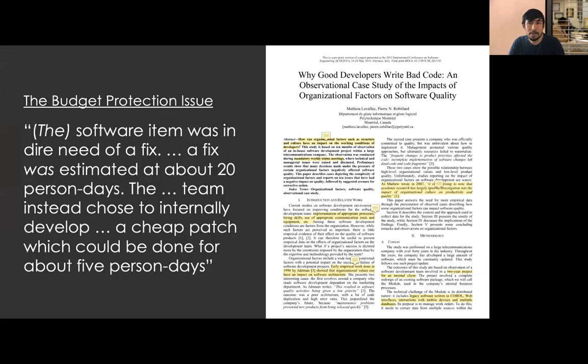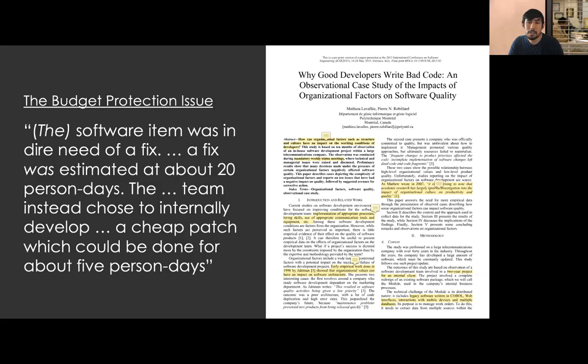Next, let's explore how to use GTPI by addressing a software process problem reported by Lavallée and Robillard in their ICSI 2015 paper. In their paper, they describe a development team that found a problem in a software system. Building a permanent fix for this problem would take 20 person days, but building a temporal workaround would demand 5 person days. To avoid going over budget, this team opted for the workaround.